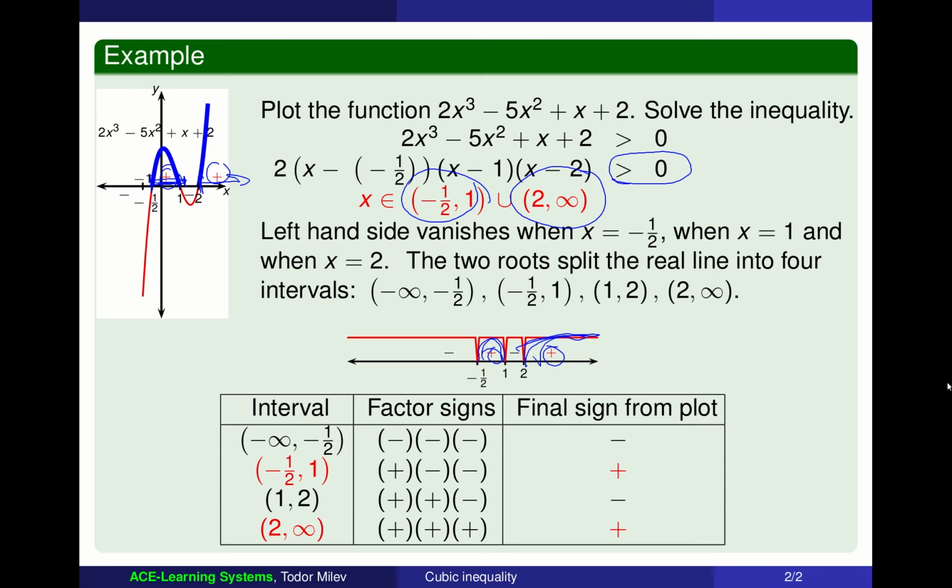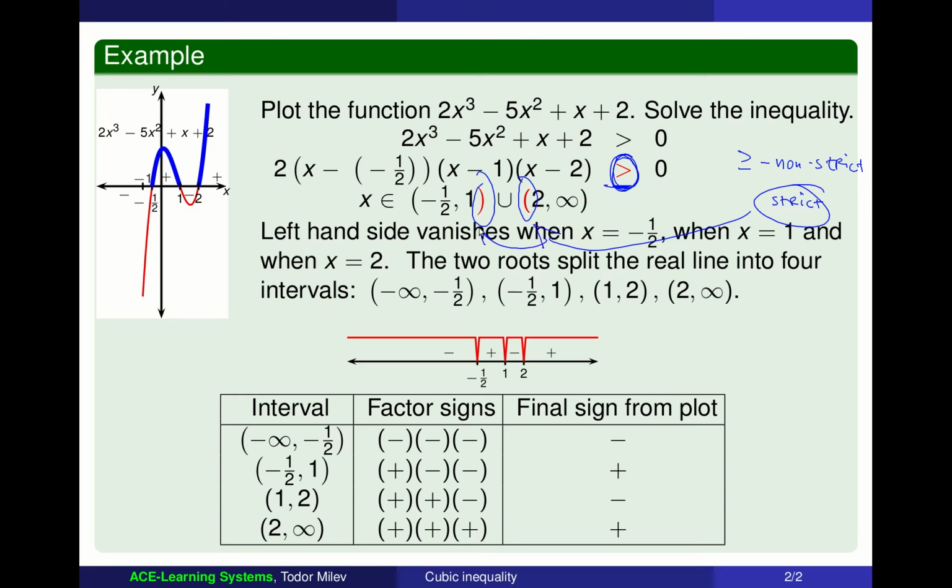That's it. One final detail. Why did I use open parentheses there? Because I'm having a strict inequality. So when my inequality is strict, I have to use open parentheses for my final interval. This completes the problem.